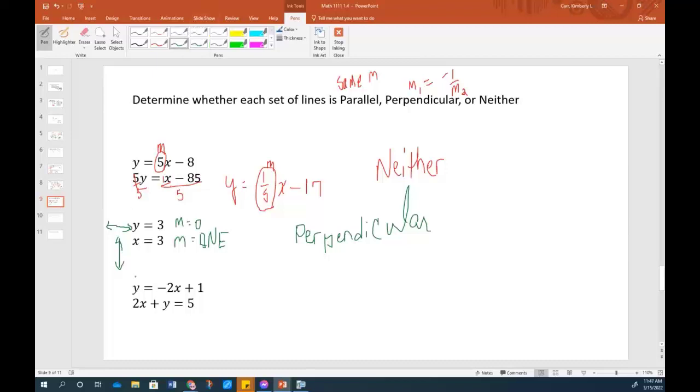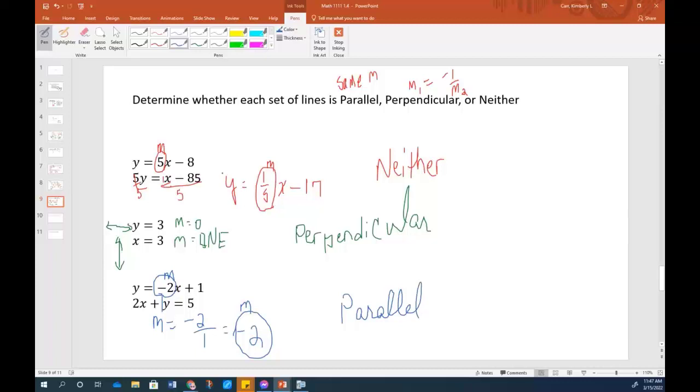All right, let's look at our last one here. We have a slope very nicely identified in this first equation: it's -2. On the next one, it's not identified, but if we remember that shortcut, the slope of the second one is going to be -2 over 1, which is -2. So look at that. The slopes for those are exactly the same, so these are parallel.